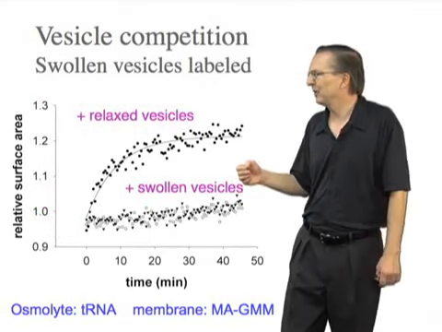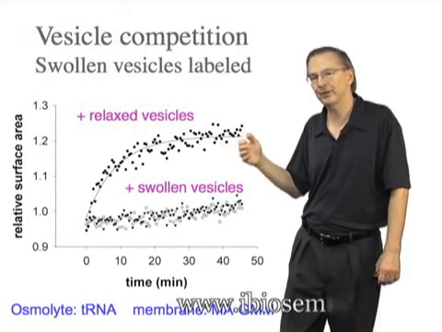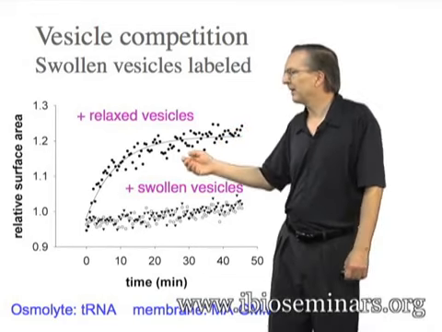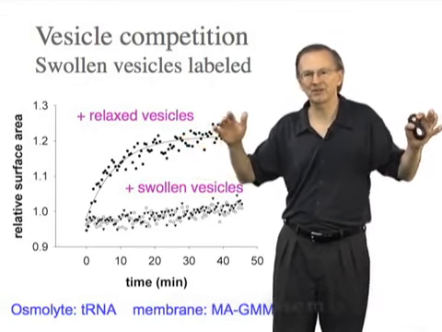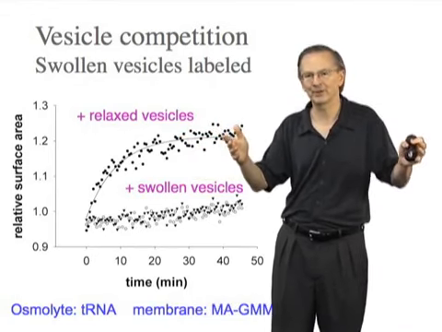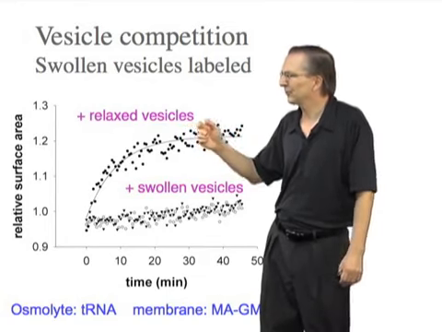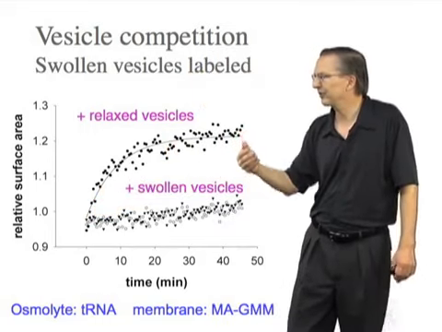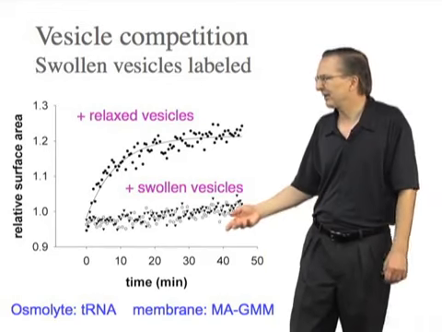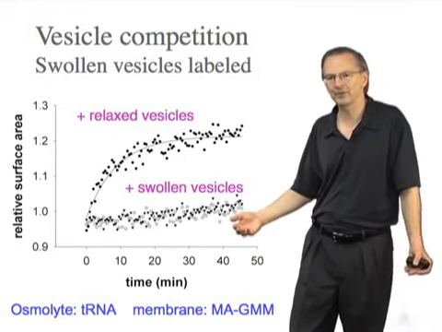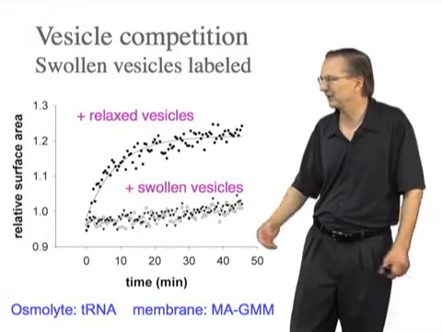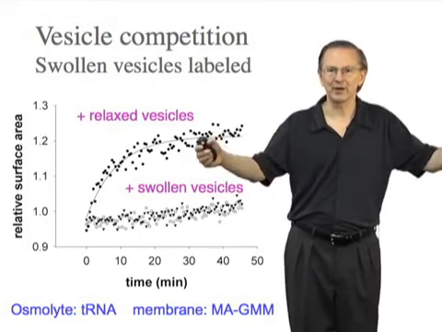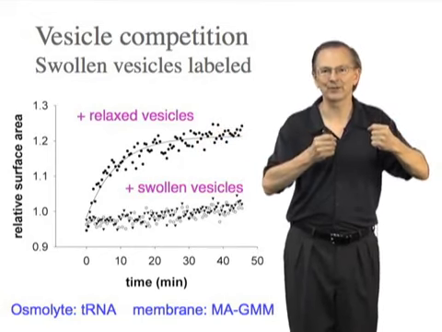So here's the experiment where we're monitoring the surface area of the swollen vesicles. These are vesicles that have a lot of RNA on the inside. And by themselves, they're perfectly stable. Nothing happens. Same thing for the relaxed vesicles. Nothing happens. As soon as you mix the swollen vesicles with relaxed vesicles, you can see that their surface area starts to increase over a period of minutes. And in control experiments where we mix with buffer or other swollen vesicles, there's very little change. Okay, so it seems like the swollen vesicles are growing by absorbing molecules from their relaxed neighbors.